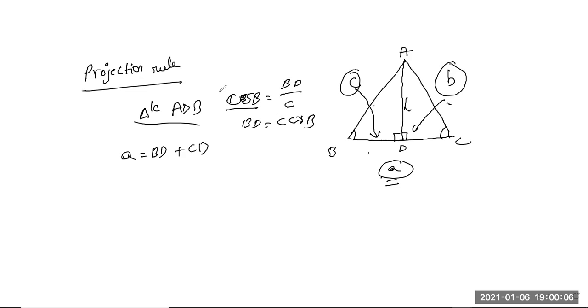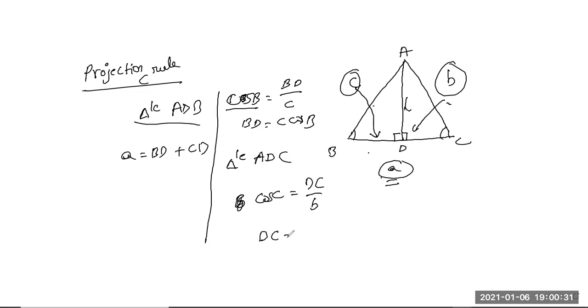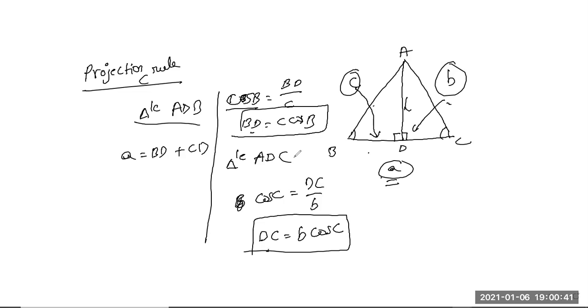Similarly, in triangle ADC, what is cos C? It's DC by small b. So you can write DC as b cosine C, right? Now you got BD and CD in terms of c and b.